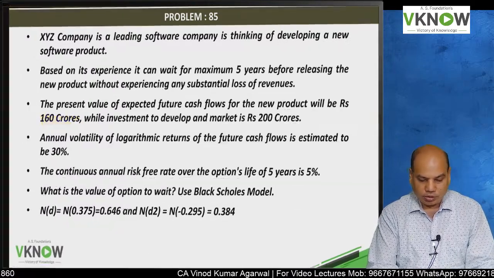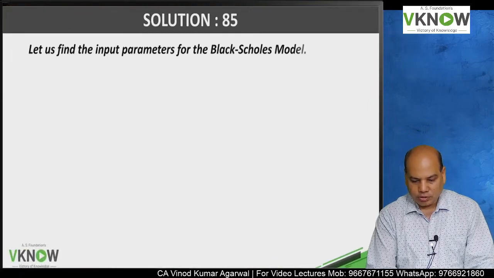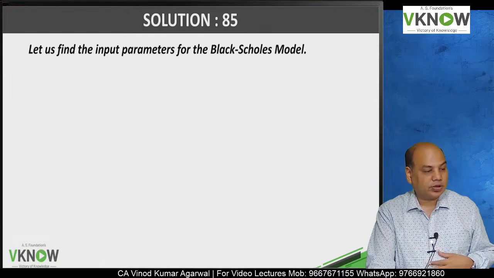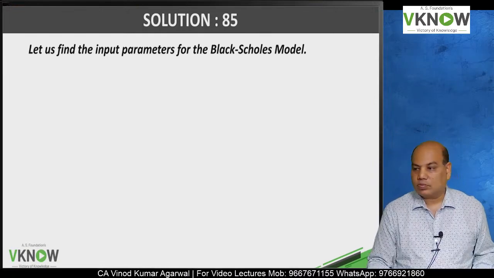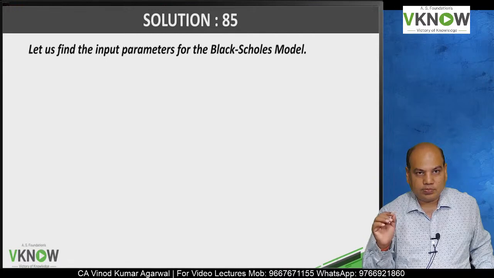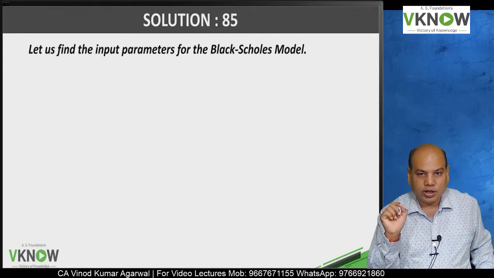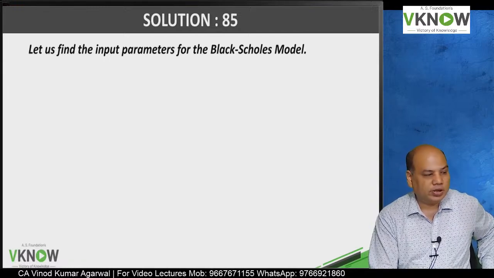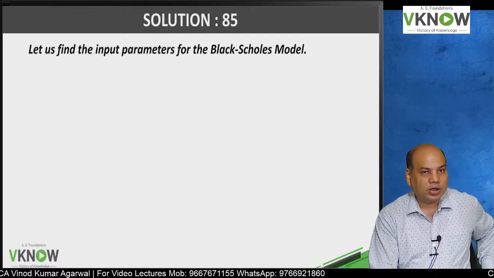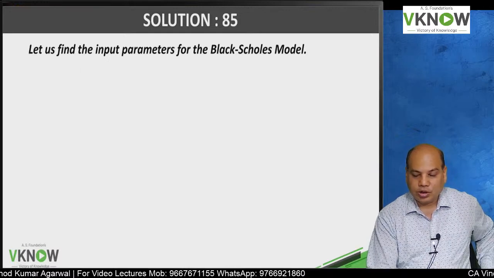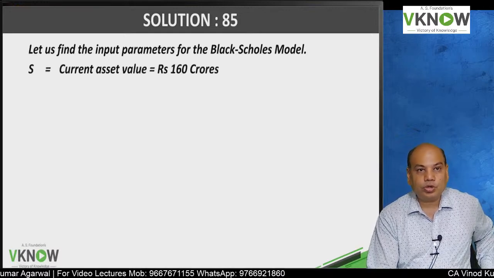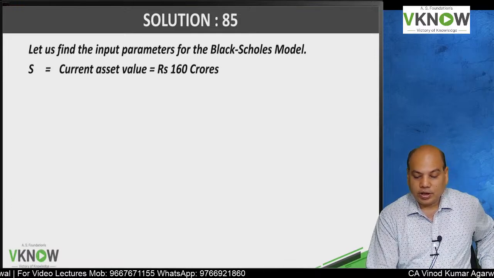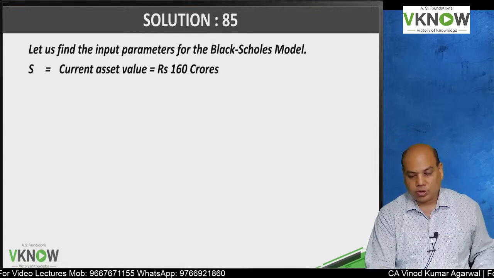So write down first in your notebook: let us find the input parameters for the Black and Scholes model. When you write, you will learn more. Now real option is also a part of your syllabus, so more questions like this can be expected.